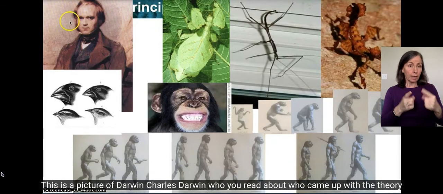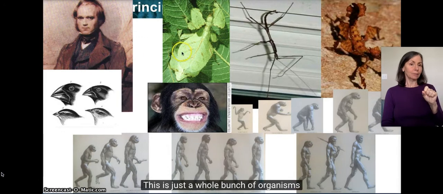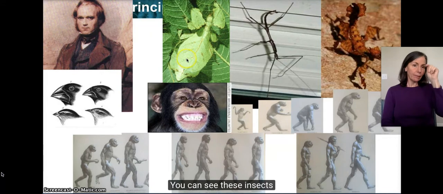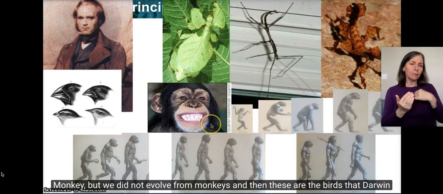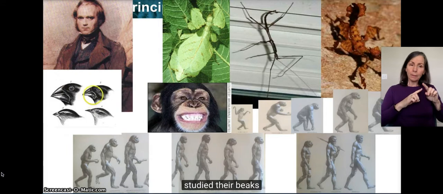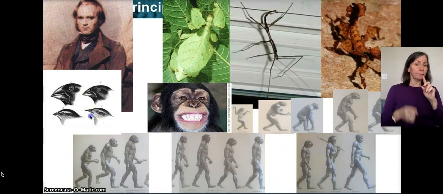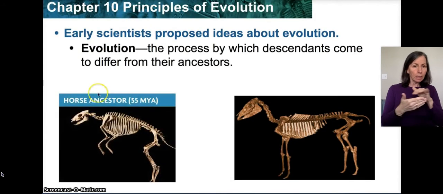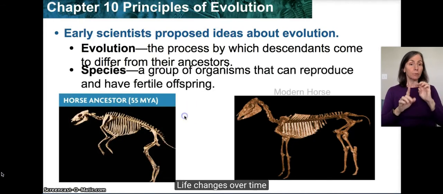This is a picture of Charles Darwin, who you read about, who came up with the theory. This is just a whole bunch of organisms. You can see these insects obviously fit their environment to blend in. And then this is the idea that we have a common ancestor as a monkey, but we did not evolve from monkeys. And then these are the birds that Darwin studied, their beaks being well suited to the environment where they live. Definition of evolution: life changes over time.